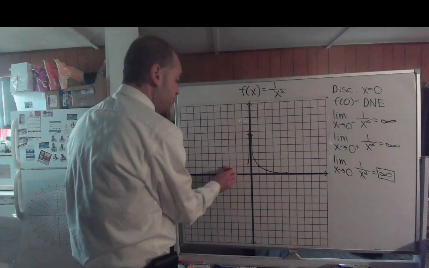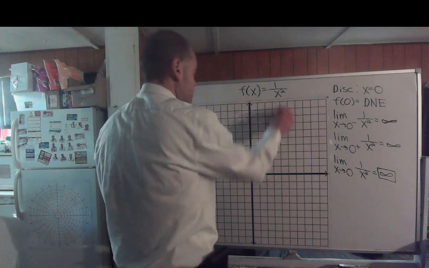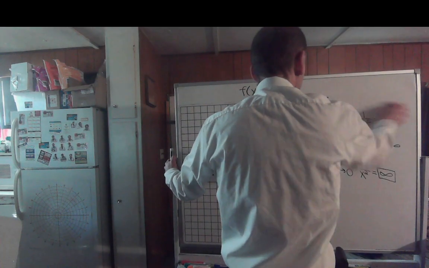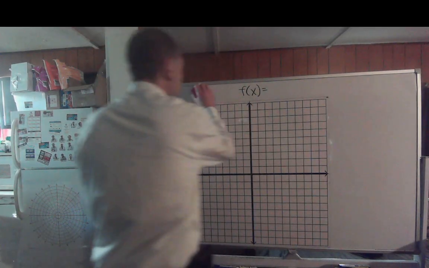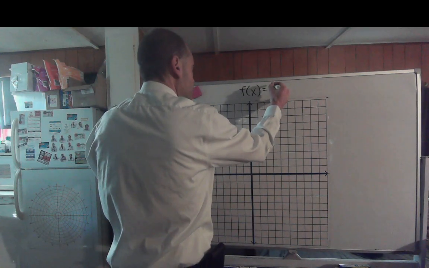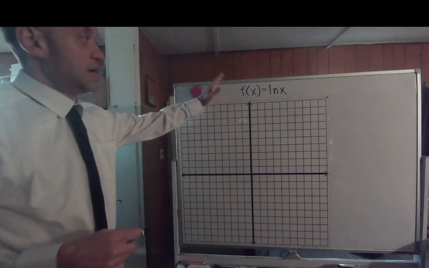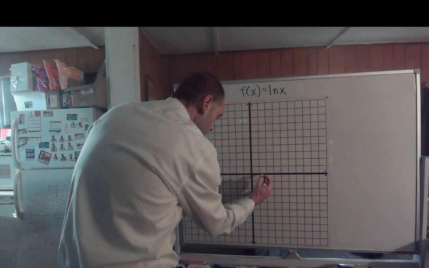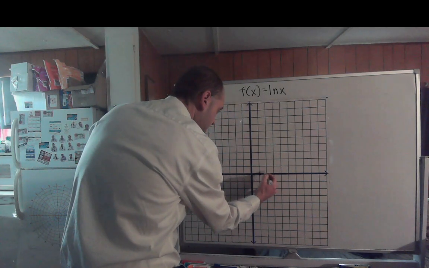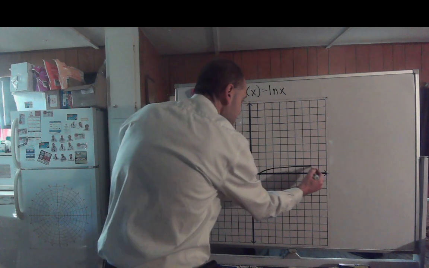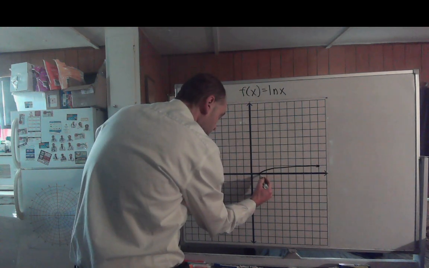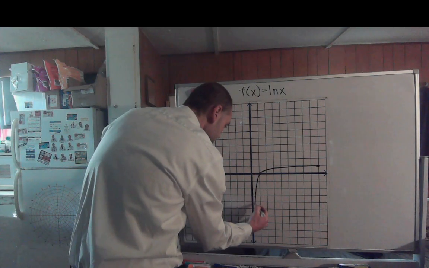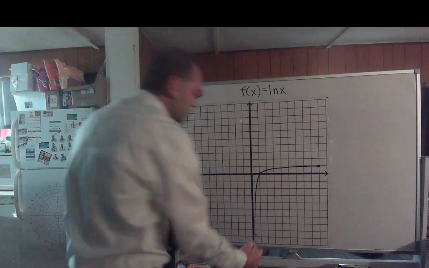Now let's do an example where you may even have one side of the function that doesn't have a limit at all. So let's do f of x equals the natural log of x. Another common graph we deal with. So when x equals 1, y equals 0, and then it kind of goes up like this, and then it comes down like this for the natural log function.